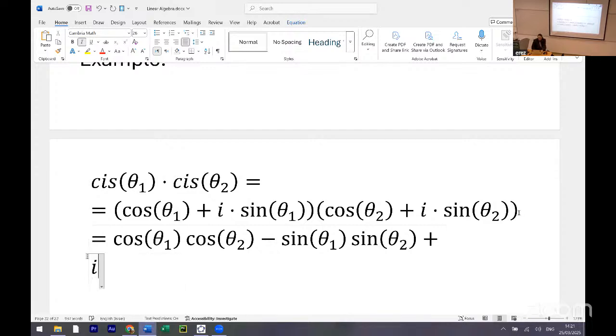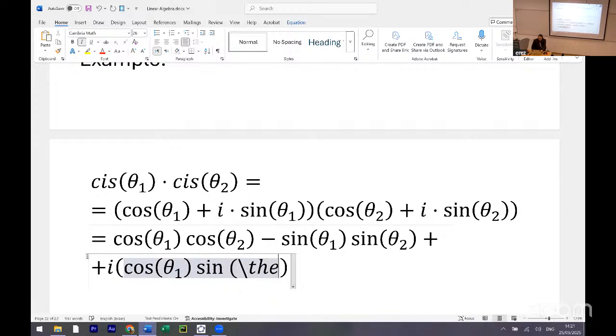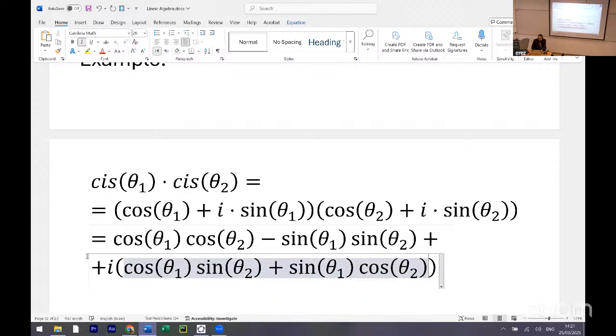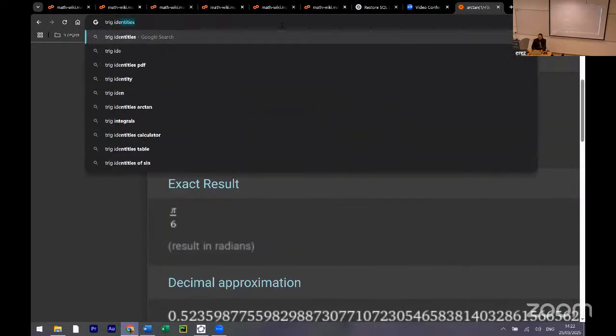So we add i times, and what is i multiplied by? So cosine of theta 1 times sine of theta 2 plus sine of theta 1 times cosine of theta 2. Can anyone recognize this formula? I forgot all my identities. It's the sine. Yeah, so let's look at the trig identities.